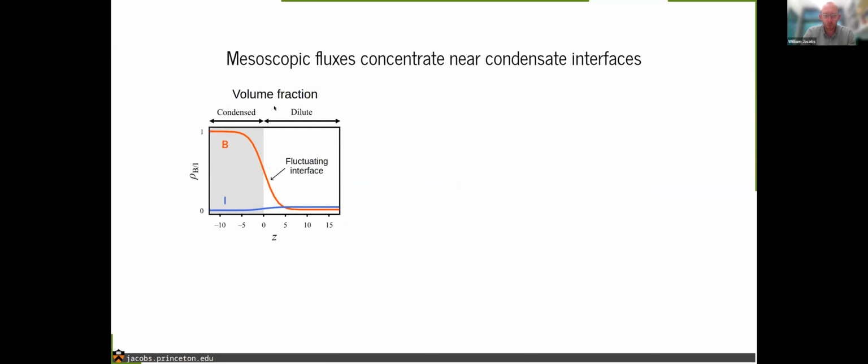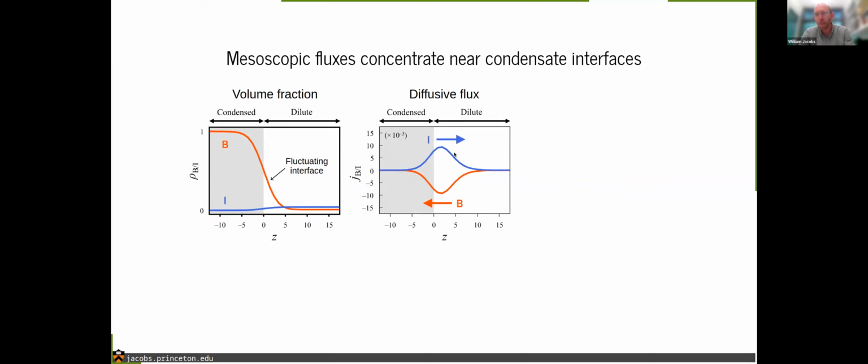Right, so again, this is our picture. We have an interface at z equals 0 between a condensed and a dilute phase. The interface itself is fluctuating. So if you look at a time average, you see this sort of smeared out profile. But now, if you track the two different species of molecules, you do see net diffusive fluxes, right?